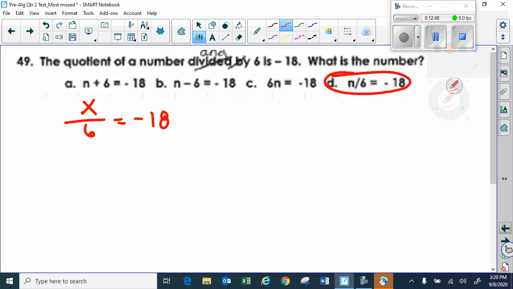Know how to do these for your test and for your next practice, the one you're currently working on as well. But you'll see some of these just like this with different numbers on your test.